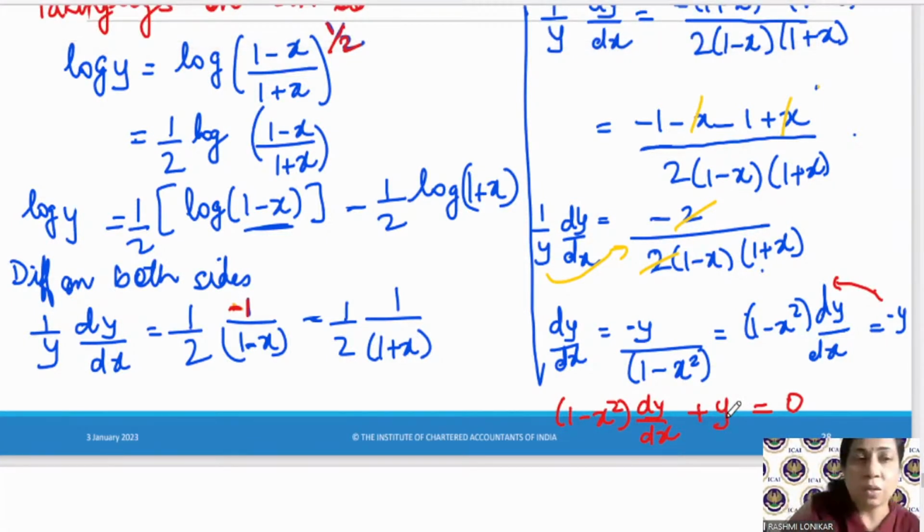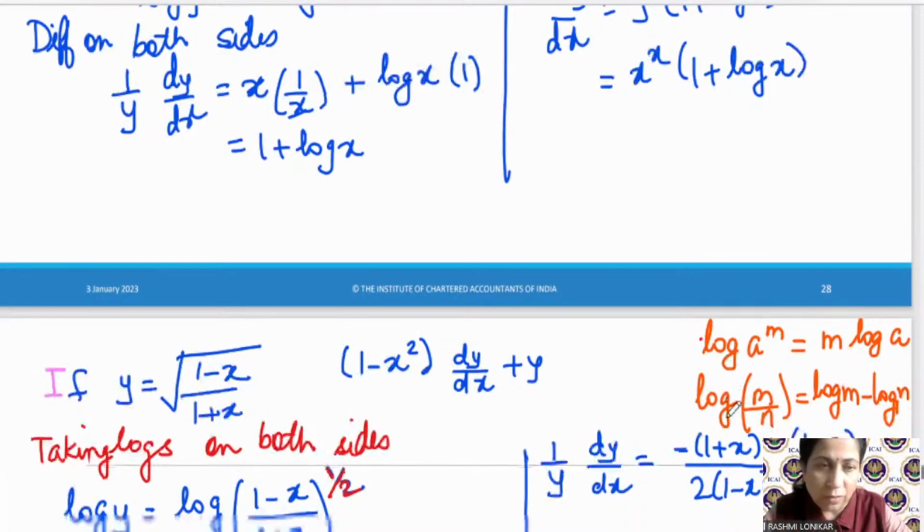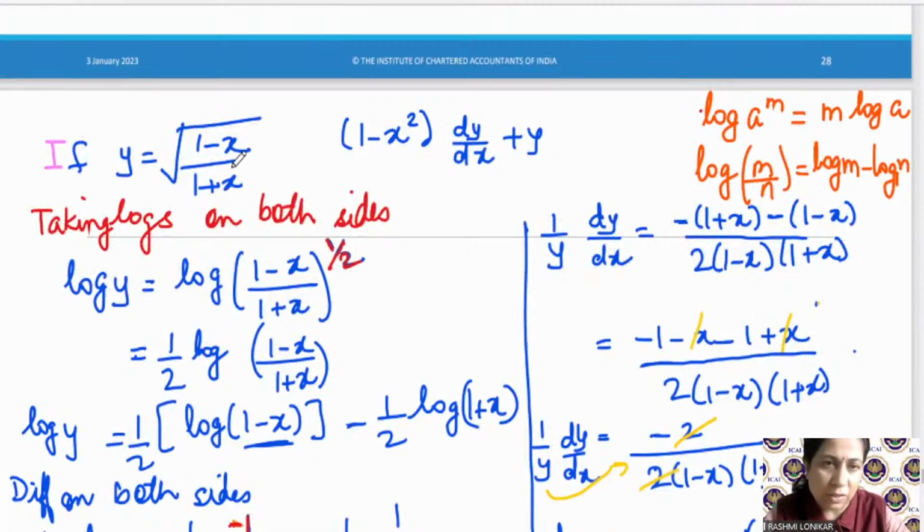The function y was given, and then they asked you to find out what is (1 minus x square) dy by dx plus y. In the book, it is written "show that," but obviously you don't have writing answers. So they will just give you this and ask whether its value is equal to 0, 1, 2, 3. Here what I have done is taken log on both sides of y and simplified.